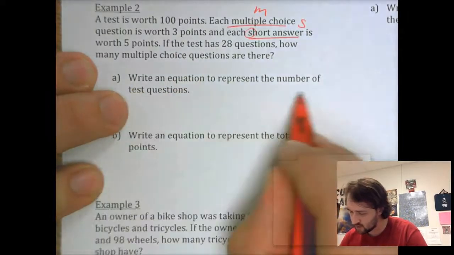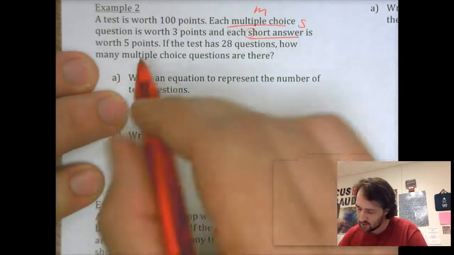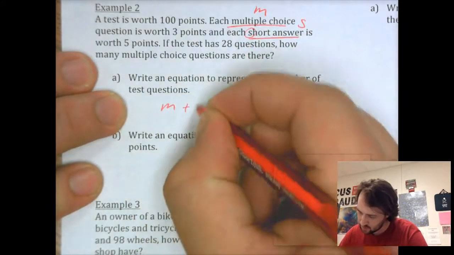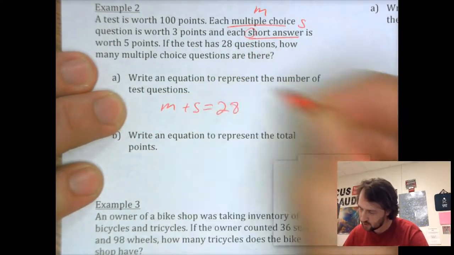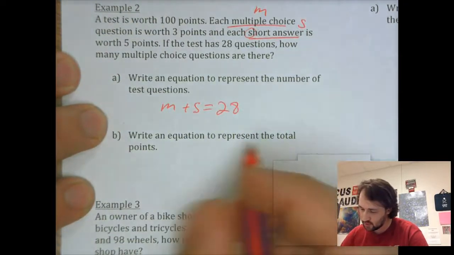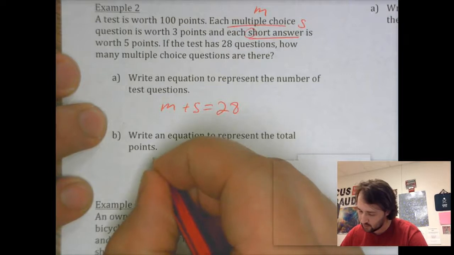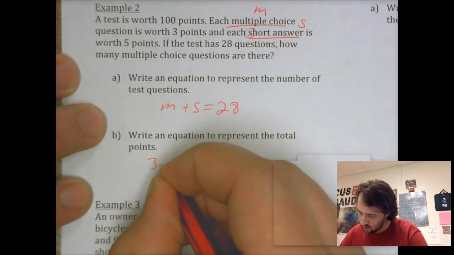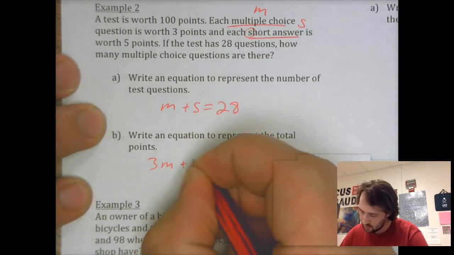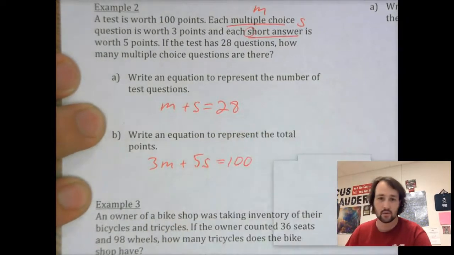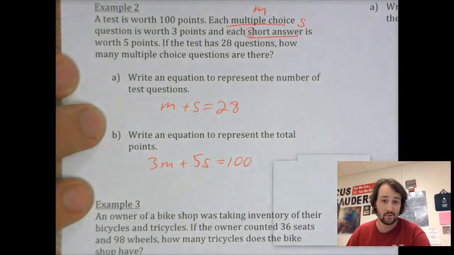Write an equation to represent the number of test questions. So it has 28 questions: multiple choice plus short answer is a total of 28 questions. For the total points, each multiple choice is worth 3 points, and each short answer is worth 5 points. So 3 times the multiple choice plus 5 times the short answer is supposed to be 100 points altogether. That's really it. That's all we're looking for. Again, we'll learn how to solve these in the next video.